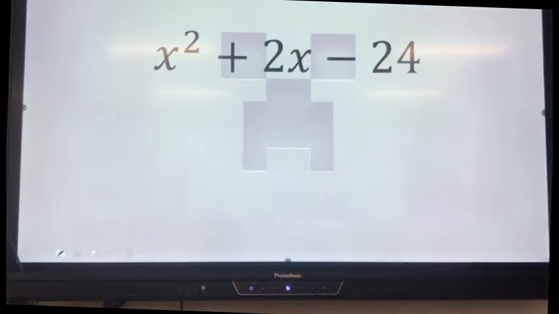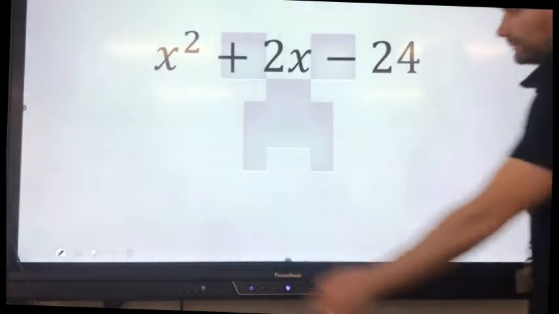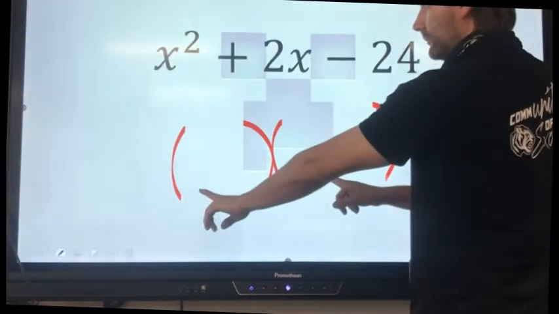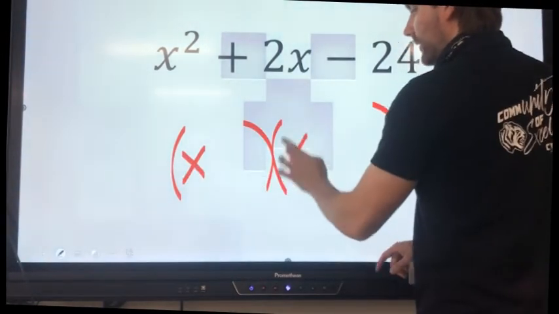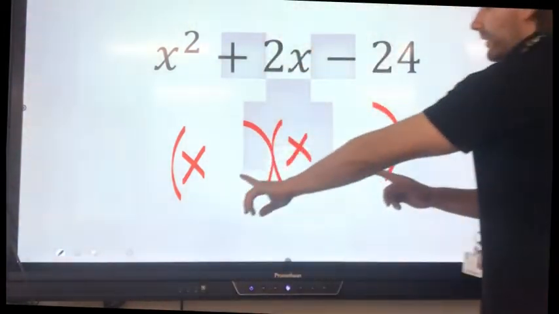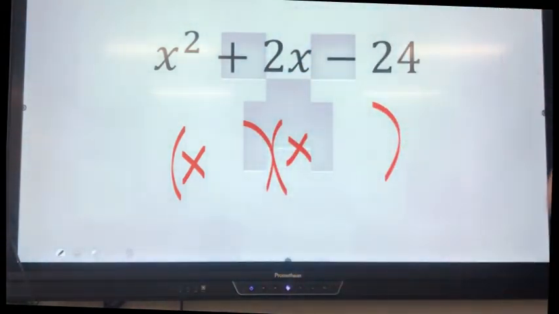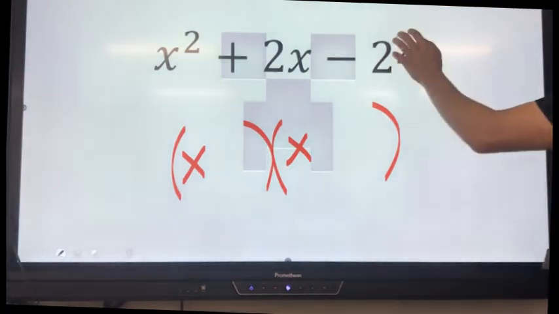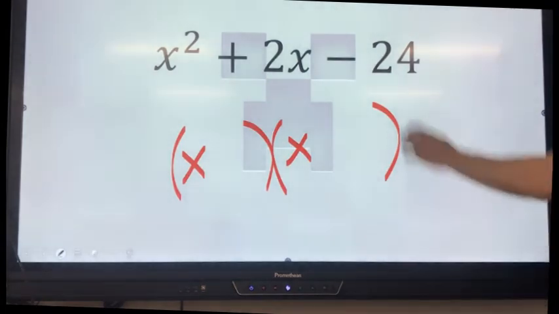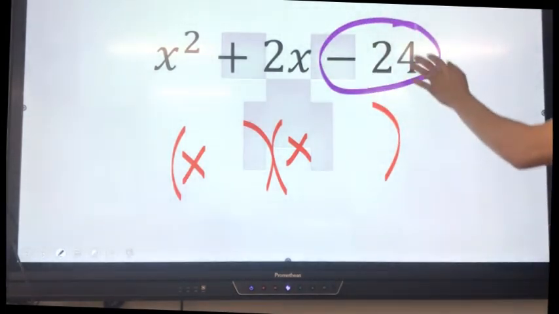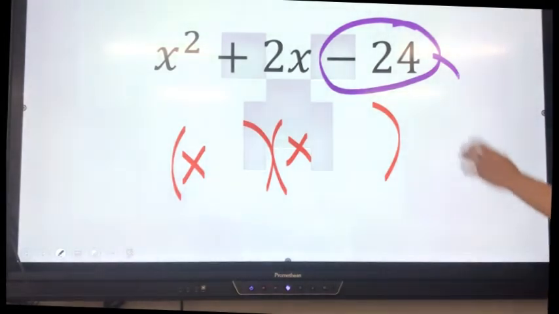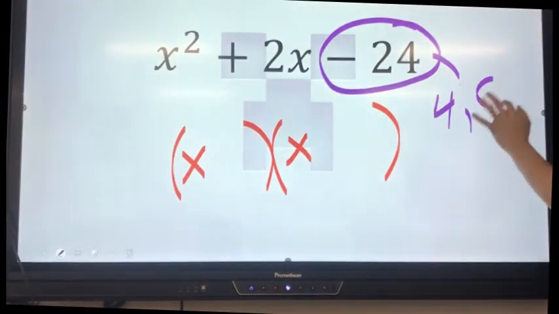X squared plus 2x minus 24. I know it factors like this, right? Parentheses. What goes here? X and x. Now, what numbers am I looking for? Which number is my multiplying number? Well, what number am I looking to multiply? This one, right? You kind of jumped ahead of the gun there. 24. Two numbers that multiply to 24 are 4 and 6.